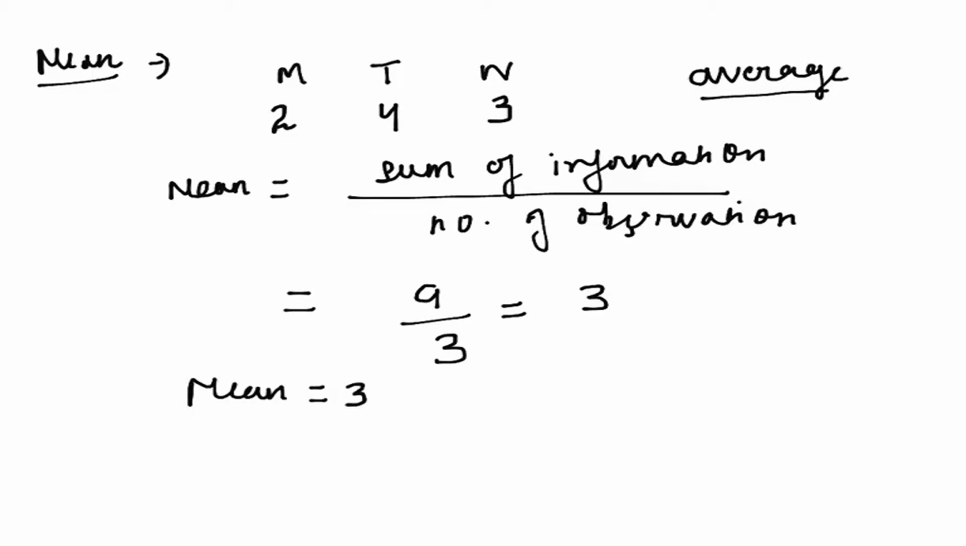So it means every day on average we require 3 liters of milk for a family. This is the way we calculate the average. First of all we add all the observations, and then we divide by the number of observations. This is mean. Next we have range. Range is what? The difference between the highest and the lowest observation.